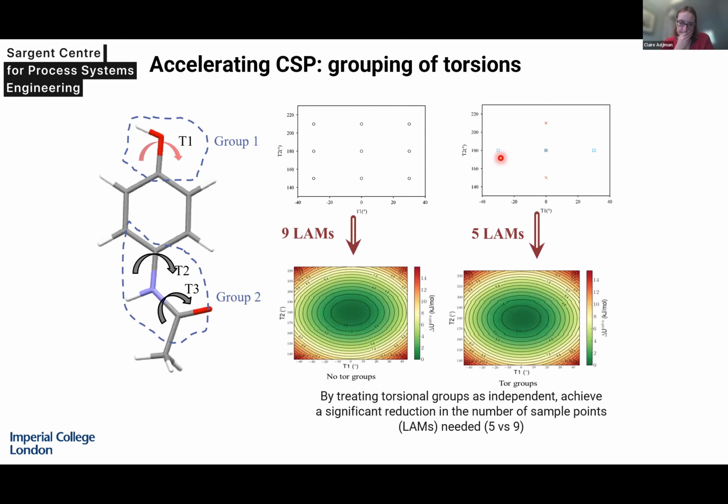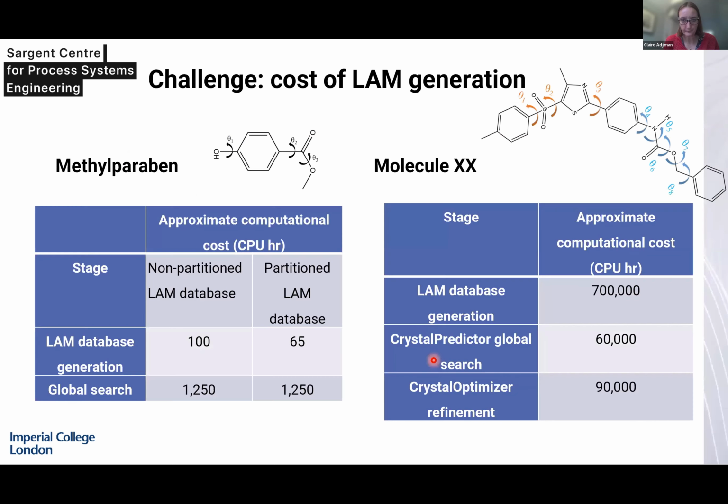And then finally, we've done some partitioning here. So where you have a rigid core somewhere in your molecule, you can treat the flexible torsions as almost independent of one another. And so instead of sampling in the two-dimensional space here, we sample in two one-dimensional spaces here. So of course, for such a small example, it doesn't make a big difference, but it does have a big impact once the number of degrees of freedom starts to grow.